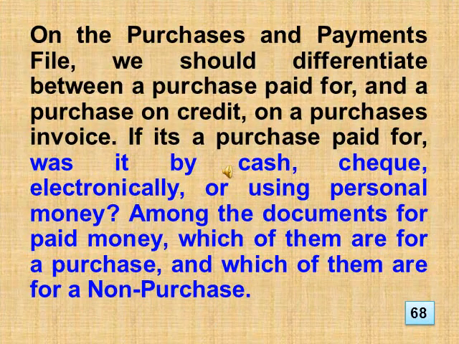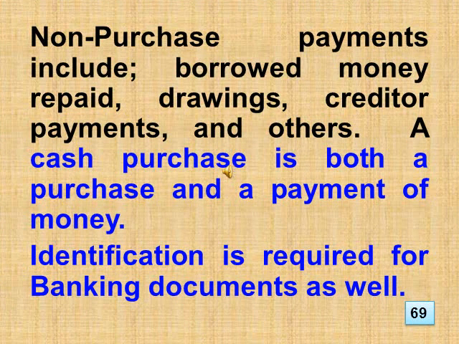On the purchases and payments file, we should differentiate between a purchase paid for and a purchase on credit on a purchases invoice. If it's a purchase paid for, was it by cash, check, electronically, or using personal money? Among the documents for paid money, which of them are for a purchase, and which of them are for a non-purchase? Non-purchase payments include borrowed money repaid, drawings, creditor payments, and others. A cash purchase is both a purchase and a payment of money. Identification is required for banking documents as well.